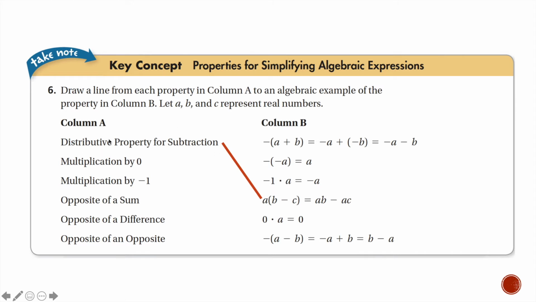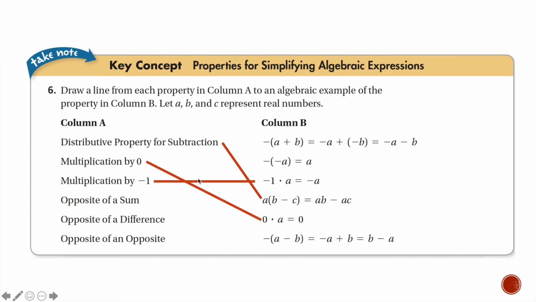Notice, distributive property means that we're going to be multiplying that A times whatever is on the inside of the parentheses. And the reason it's subtraction is because what happens to be in the middle of the parentheses is a subtraction expression, B minus C. Multiplication by 0 means that we're going to multiply by 0, as you can see. Multiplication by -1, just like multiplication by 0, means that we're going to be multiplying by -1.